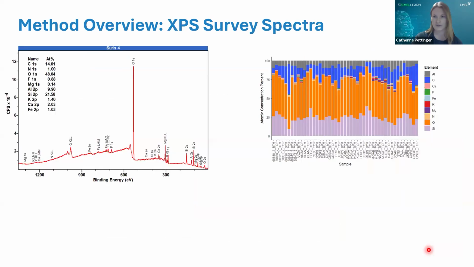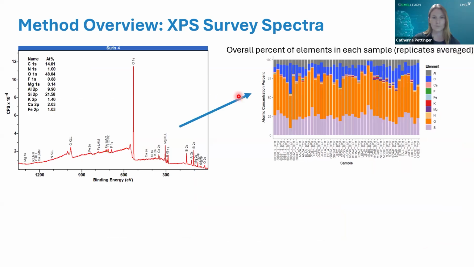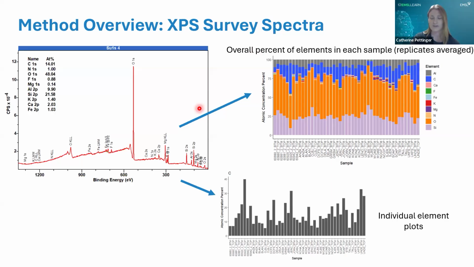So she just talked about the survey spectra. I just want to show what those results look like when we're looking at many soils. One of the things we can get is the relative abundance of the atomic concentration. So this is looking at how much silicon there is relative to oxygen, to carbon, to aluminum. Keep in mind, a lot of this oxygen is tied up in silicon dioxides. We can then get the overall percentage. We can also look at specific individual elements just by taking each of those separately.